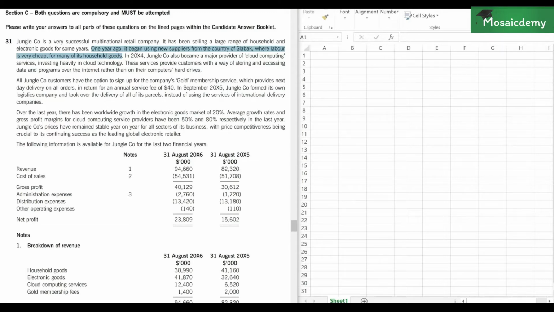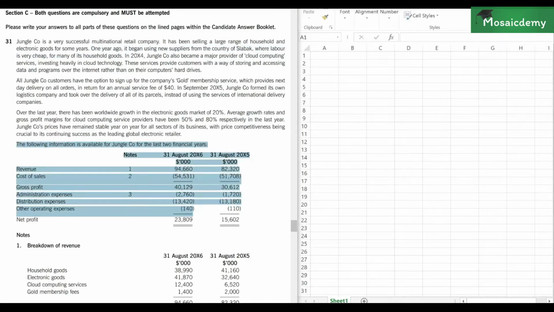They're using new suppliers, cheaper labor. That means that you would expect their labor costs, or at least some of their costs, to fall when it comes to household goods, right? So let's see if that is the case. If we go down, you'll notice that they've given us an income statement with revenue, cost of sales, gross profit, and so on and so forth.